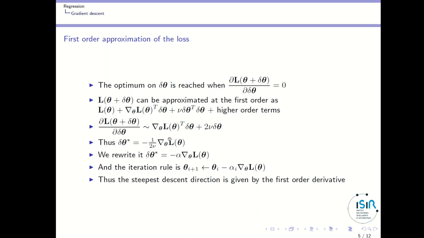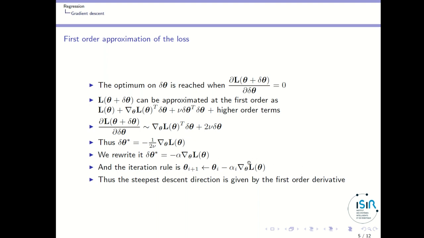So here you have some constant term, and you can write that the optimum delta theta corresponds to the gradient of the loss of theta with respect to theta times some coefficient alpha, which is called the step size. And finally, the iteration rule is the new value of theta is the old value of theta minus a step size times the derivative of the loss with respect to the parameter theta. The steepest descent direction is given by the first order derivative.